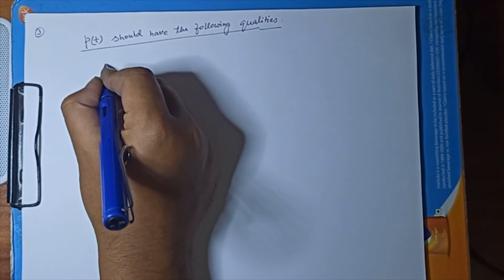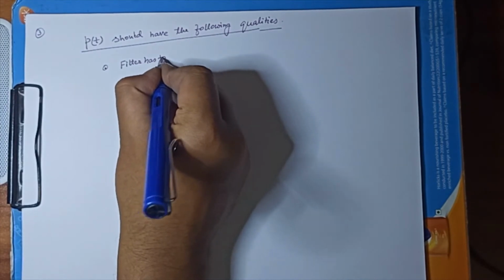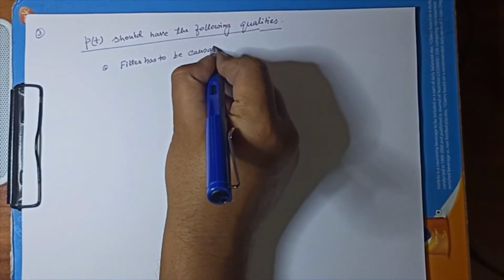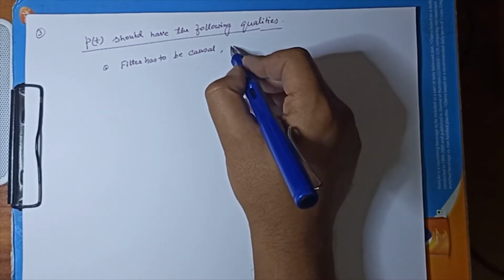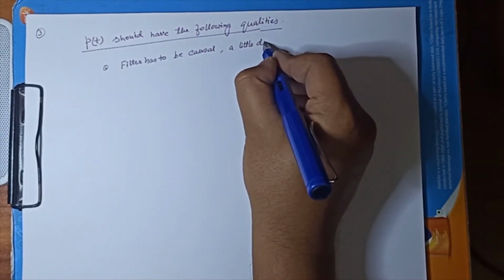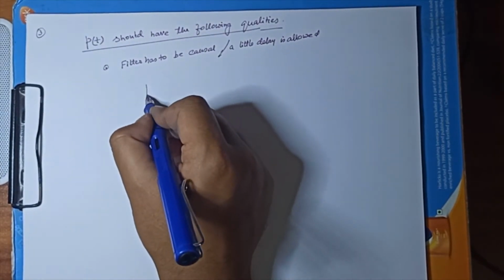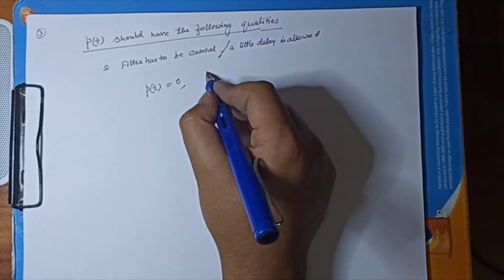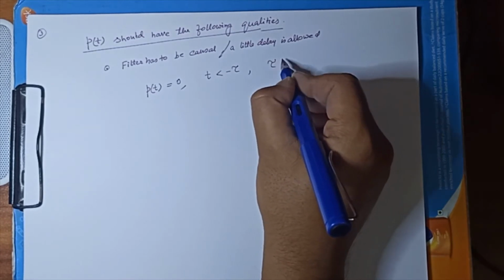So this p(t), this waveform, should have the following qualities. One is, of course, that p(t) has to be causal. The filter has to be causal. Okay, fine, I'm not restricting that p(t) will be 0 for all t less than 0; rather, I'm allowing some delay. So a little delay is allowed. I can mathematically write that p(t) is equal to 0 when t is less than some minus tau, where tau is a positive, finite number.